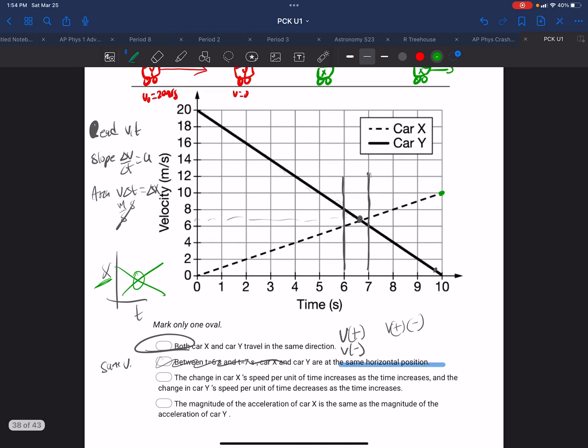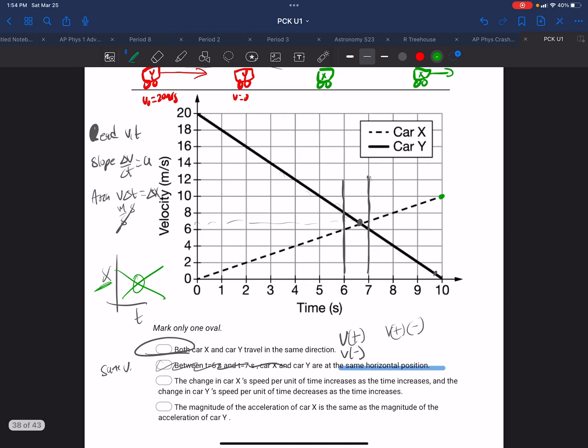And we look at the change in car X's speed per unit time. So the change in speed per unit time, hey, that's the acceleration, increases as time increases. Well, let's take a look at that at X. Well, the acceleration is the slope. This is a straight line, which means the slope is constant. The acceleration is constant. The acceleration of car X does not change. So that question is out.